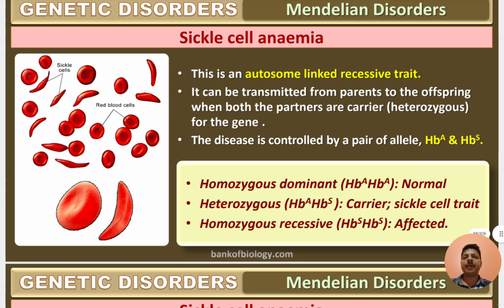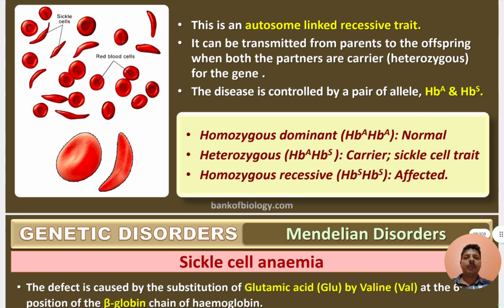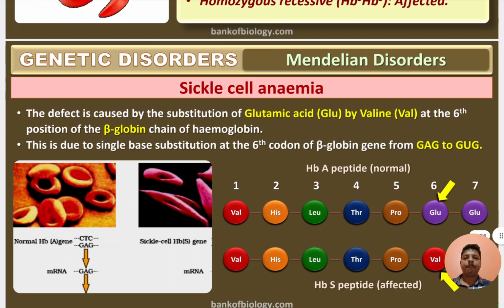Next, sickle cell anemia. Here you can see it is an autosome linked recessive trait. It can be transmitted from parents to offspring when both the parent partners are carriers. This disease is controlled by a pair of alleles, HB and HBS. Homozygous dominant is normal, heterozygous is carrier with sickle cell trait, and homozygous recessive is affected.